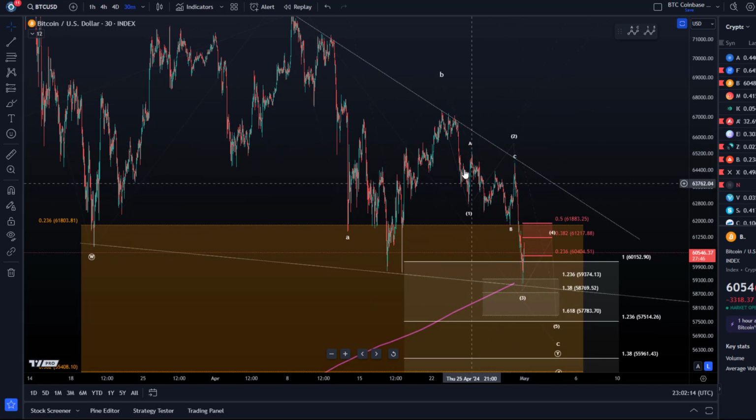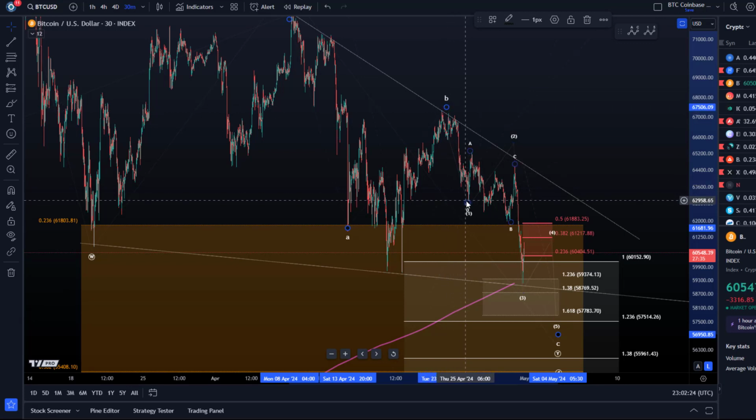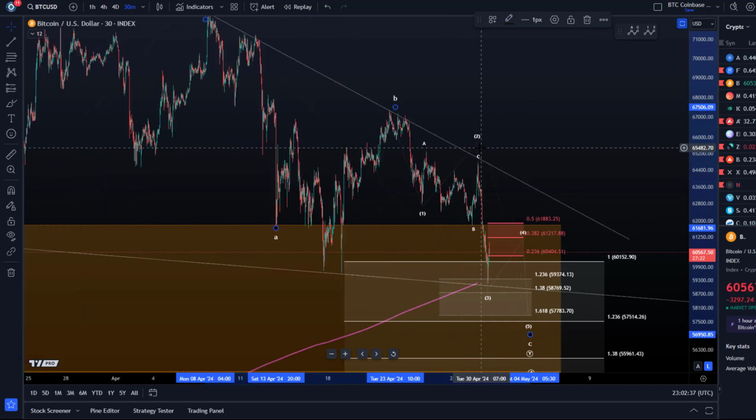As I mentioned in the previous video, it was likely and expected that the B wave topped here. We had a wave 1 to the downside in what appears like a 5-wave decline in wave C. So wave 1 of wave C to the downside after the B wave topped, then a wave 2 corrective rally in a running flat.